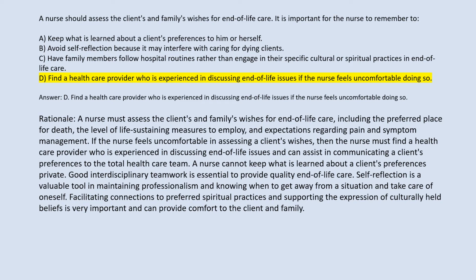Self-reflection is a valuable tool in maintaining professionalism and knowing when to get away from a situation and take care of oneself. Facilitating connections to preferred spiritual practices and supporting the expression of culturally held beliefs is very important and can provide comfort to the client and family.